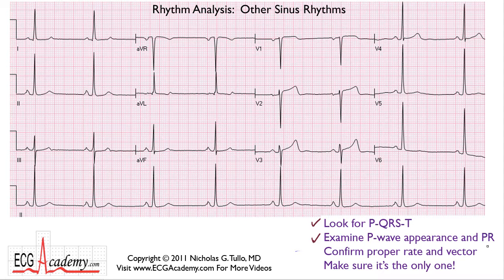Measure the PR interval and make sure you're in the right ballpark, between 120 and 200 milliseconds. Calculate the rate and examine the P-wave vectors. Make sure that it's upright in 1 and aVF. If you can't see a P-wave, then lead 2 is probably the best place to look for one. Then make sure that it's the only P-wave and that there aren't any other atrial events going on.